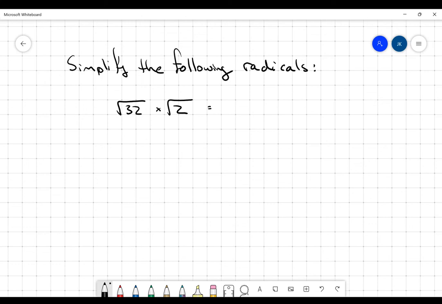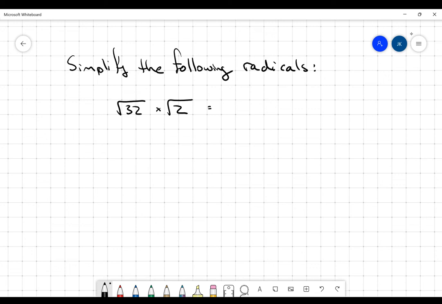Okay, hi everybody. So we're going to quickly do a little video here about simplifying radicals. What I've got here is the square root of 32 multiplied by the square root of 2. I'm going to take a little bit of time here to make this a slightly more complicated question than it really is, just to illustrate some of the relationships that exist here and how you might approach these in a more general sense.